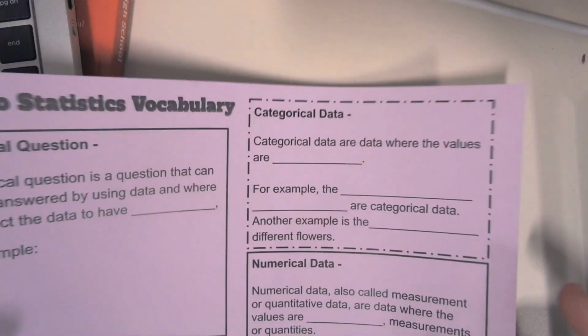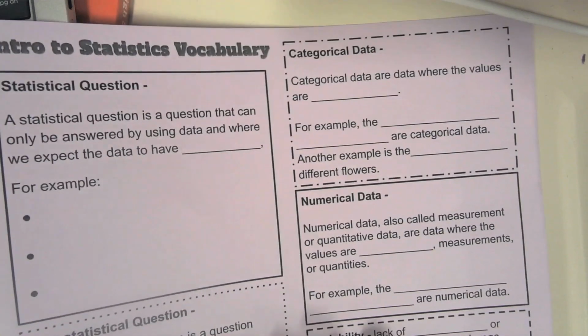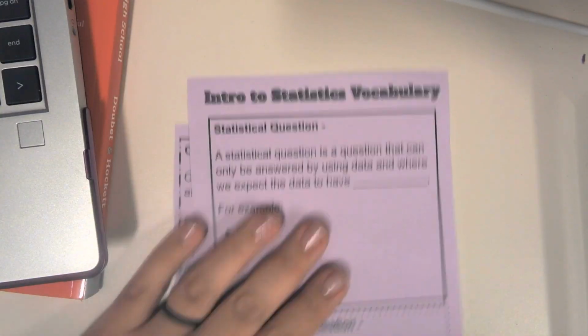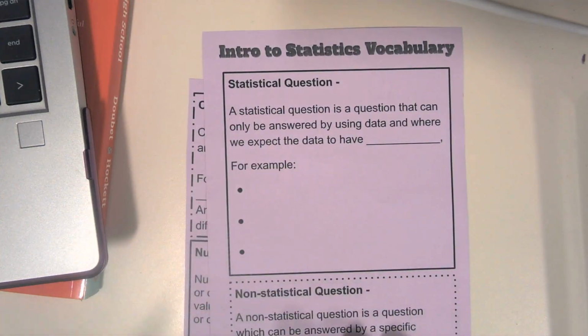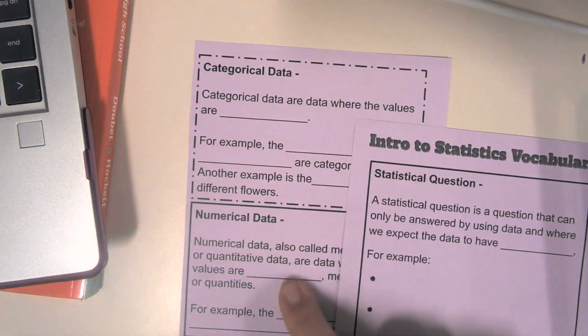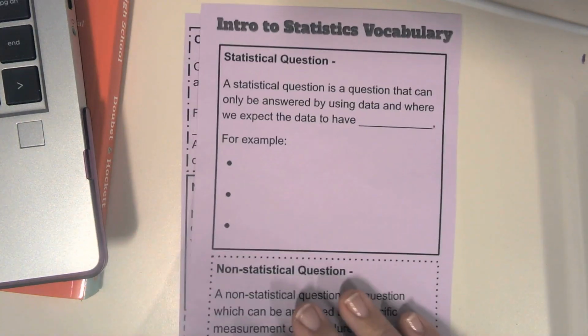That's going to go in first, and then you're going to get this page, which is an introduction to statistics vocabulary, and we're going to cut this in half. It's going to get cut right up in the middle, like this. It's going to take up 2 pages in your notebook. So this intro to statistics will go first, where we'll talk about statistical and non-statistical questions, and then this data, categorical, numerical, and variability page will go in second.